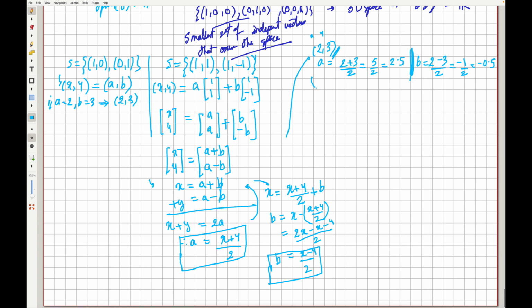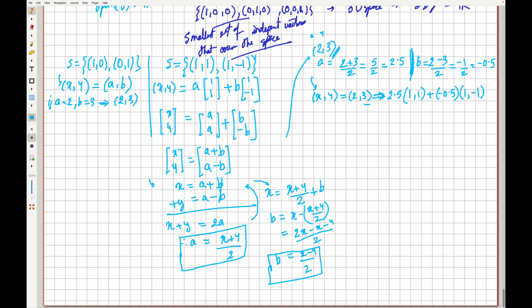And so the linear combination to reach the point 2 3, the point we are trying to get to, would have to be as follows. It would have to be 2.5 times the first basis vector 1 1, plus minus 0.5 times the second basis vector 1 minus 1, and that will get us this value 2 3.